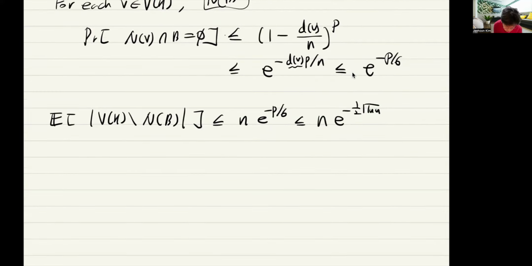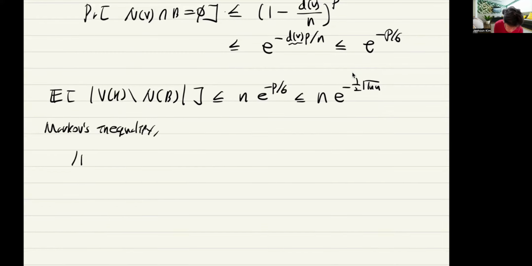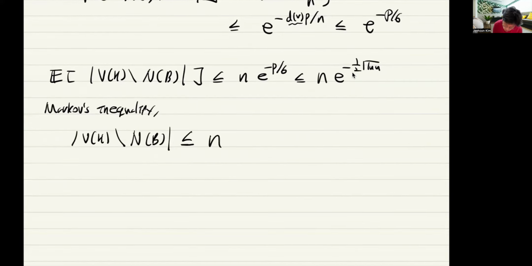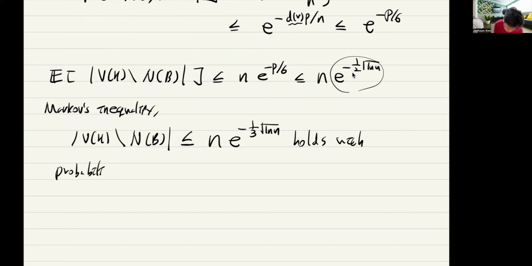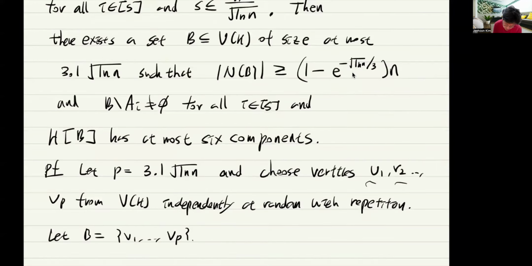Using Markov's inequality, it's unlikely to be much bigger than the expected number. So this is quite a small number, so we make it a bit larger. And this holds with probability, say, at least 0.99, assuming n is large.